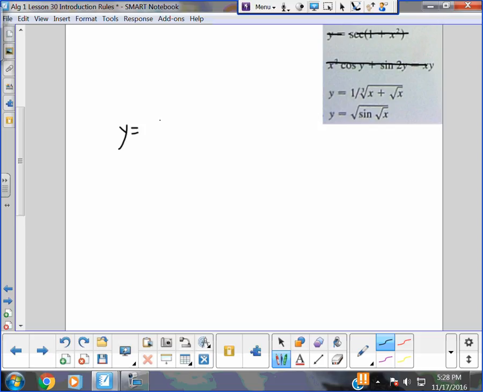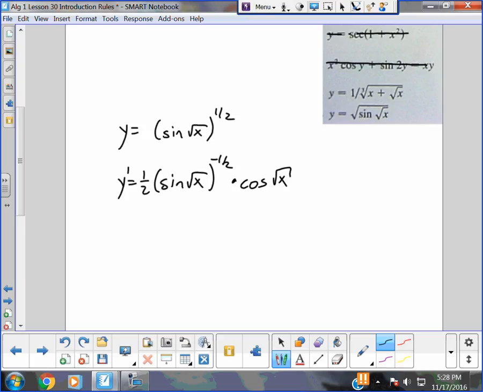y equals sine. I'm going to leave it as square root of x for a second. Because what I want you to realize is that we're going to do the chain rule first. All right? Now I'm going to go y prime equals 1/2 sine square root of x to the negative half. And then I'm going to have to do the derivative of sine square root of x, which derivative of sine is cosine square root of x times.